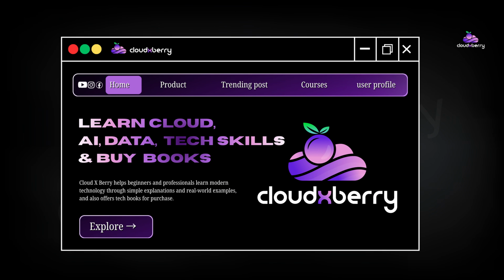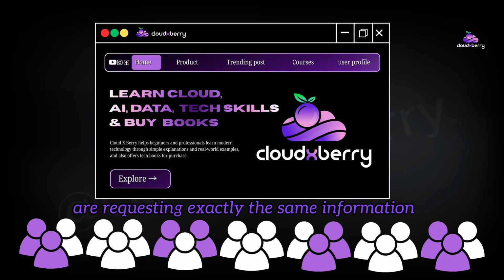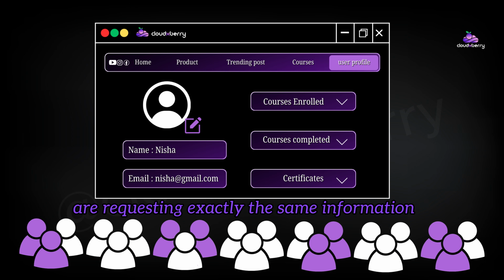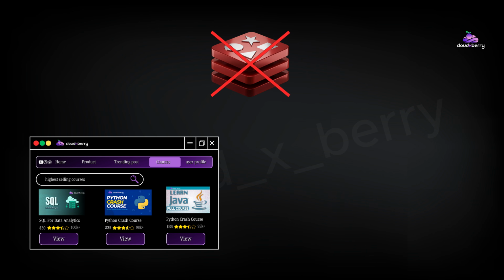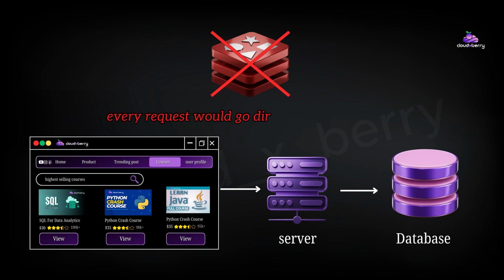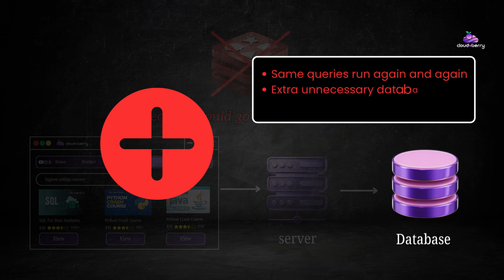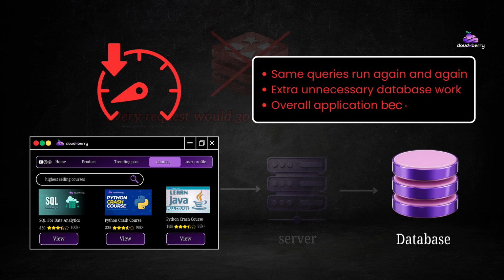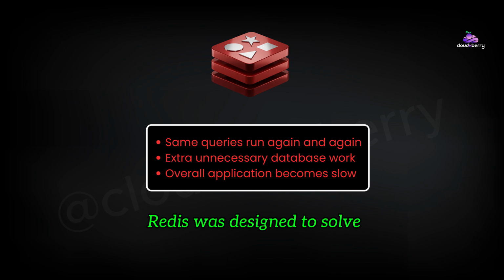Imagine your website suddenly gets 1 million visitors today. Many of those users are requesting exactly the same information: product pages, user profiles, trending posts, and other frequently accessed data. Without Redis, every request would go directly to the database. The database would keep running the same queries again and again, creating unnecessary work and eventually slowing down the entire application. This is the problem Redis was designed to solve.